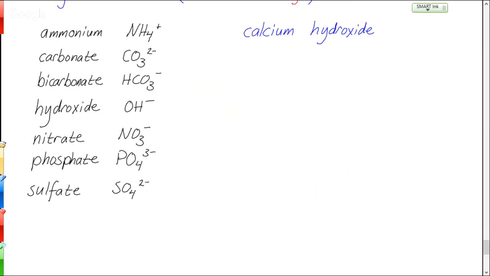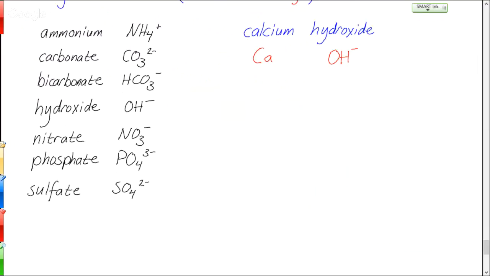Let's remember back to how we do that. What do we do first? Yeah, we're going to write down the symbols and figure out the charges. So we've got Ca for calcium. And hydroxide now is just one of these ones that we have to know from the list. So now we've got the list next to us. Eventually you won't have the list next to you, but you'll just know them. But we know that hydroxide is OH minus 1.